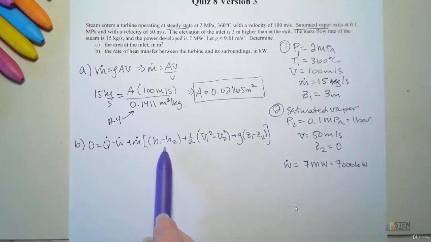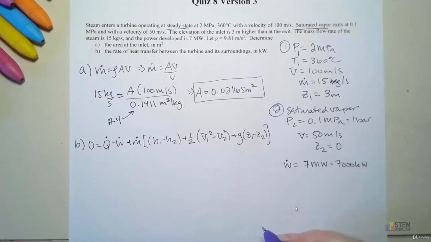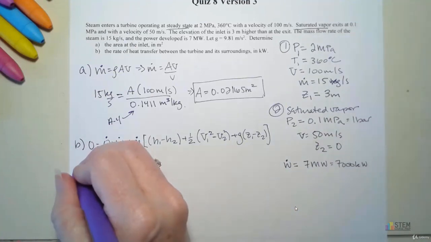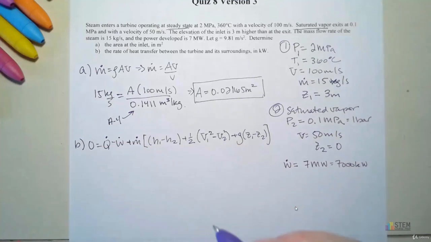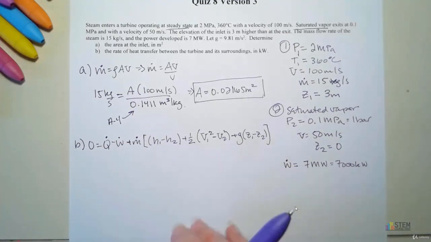We're just going to have to go to the tables, find these values here. We also have W dot, remember that was given right there. So let's go ahead and plug everything in. And just to save room, I'm going to do each of these terms separately and then we'll combine it all.